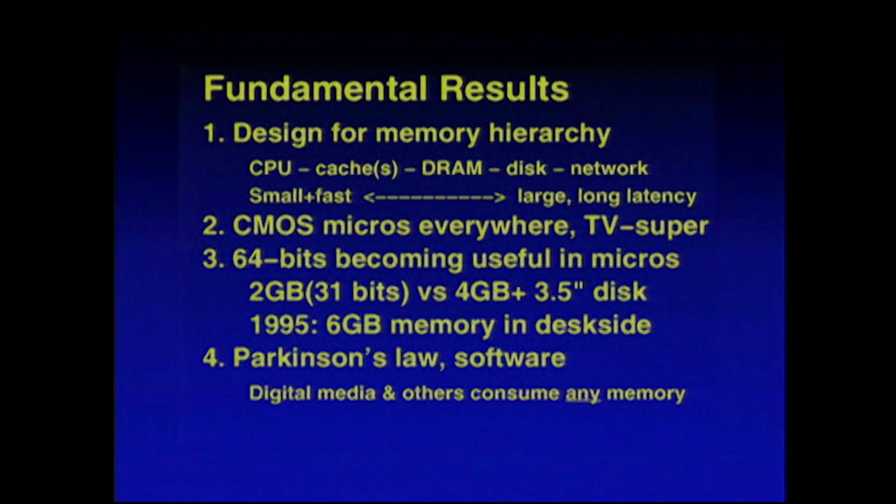The next result that's happened is that 64-bit microprocessors have actually become relevant in the last couple years. That is, there's an actual reason to buy these things. What does that mean? Well, a 32-bit microprocessor can directly address 4 billion bytes or 4 gigabytes of main memory. Now, that's more than you have on your desktop.